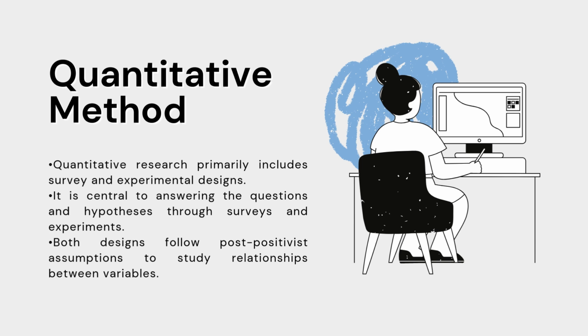Let's start with quantitative method. This approach is all about number and statistical analysis. It's used to test hypotheses and examine relationships between variables. Quantitative research primarily uses survey and experimental designs.